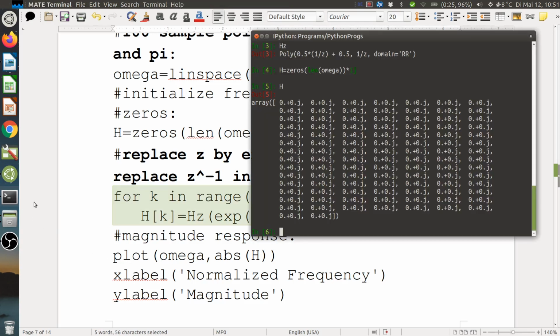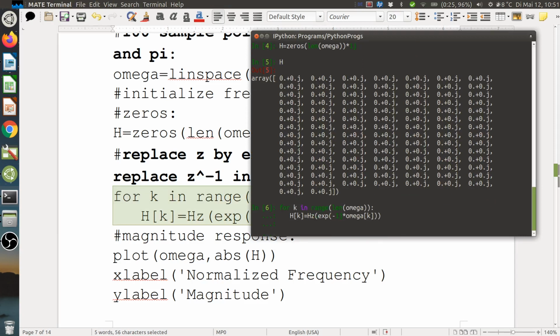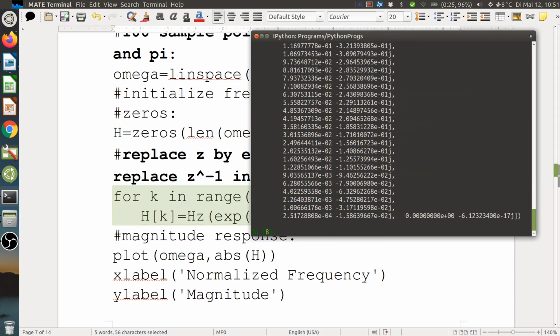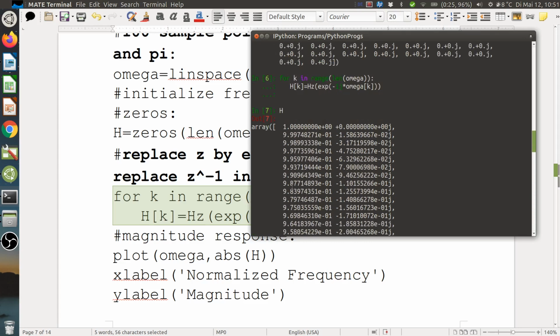So copy, paste. Yeah, it took a few seconds, but now it's done. So now I have h. And now you can see this h contains the complex frequency response, right? So each row here is one sample of this complex frequency response.